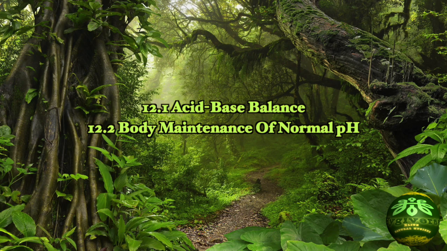blood may be altered. Both diarrhea and vomiting are considered to be common causes of metabolic acidosis. During diarrhea, large amounts of sodium bicarbonate, an alkaline substance, are secreted from the gastrointestinal tract. And during vomiting, there is a loss of alkaline substances deep within the gastrointestinal tract.